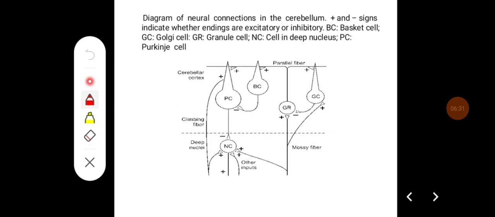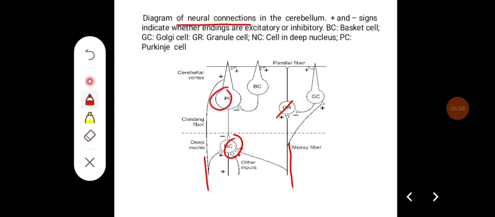This diagram shows the interneural connections. You can see the mossy fibers and the climbing fibers, they are the afferents and they are excitatory to the deep cerebellar nuclei as well as granule cells, mossy fibers. Whereas climbing fibers, they are excitatory to deep cerebellar nuclei and Purkinje cells.